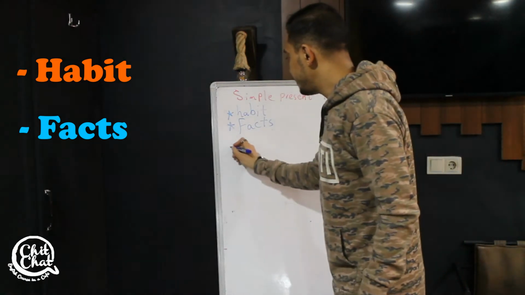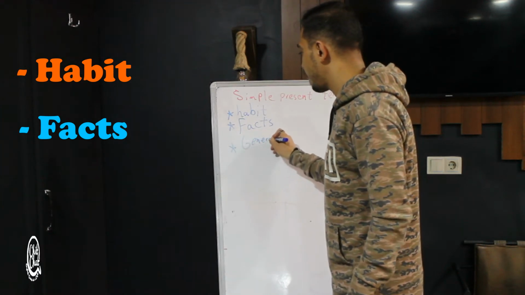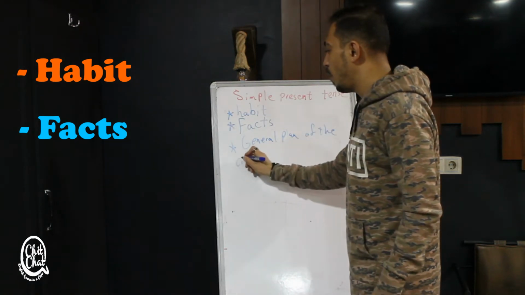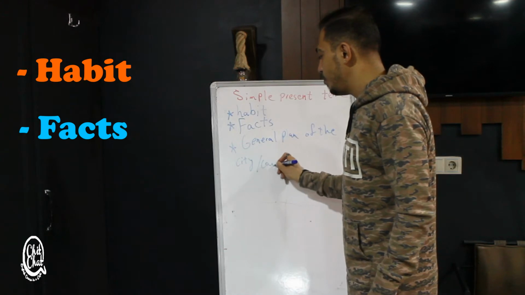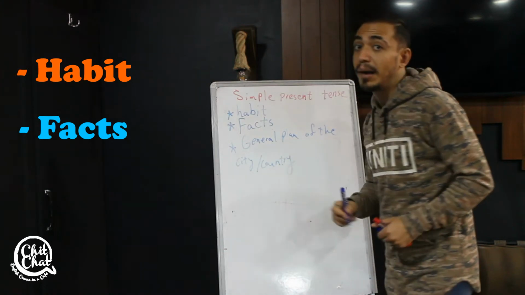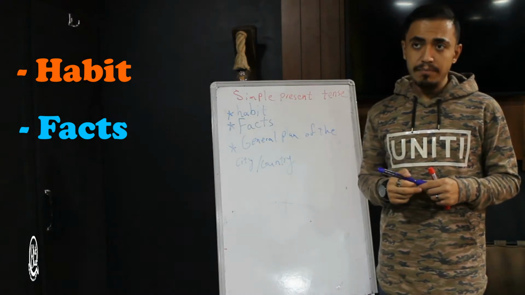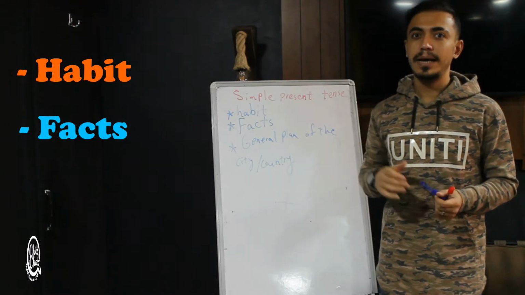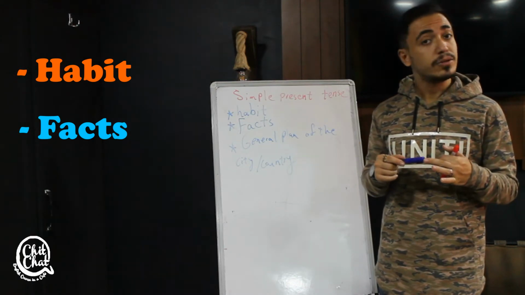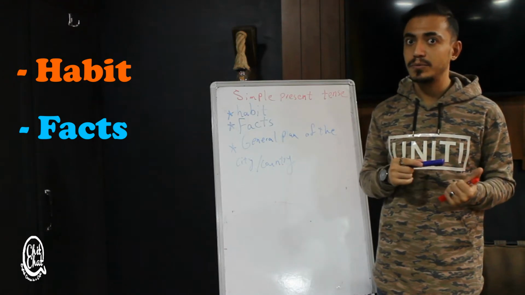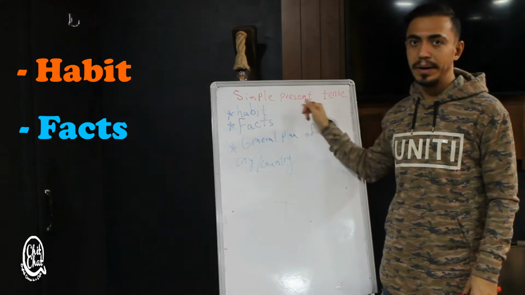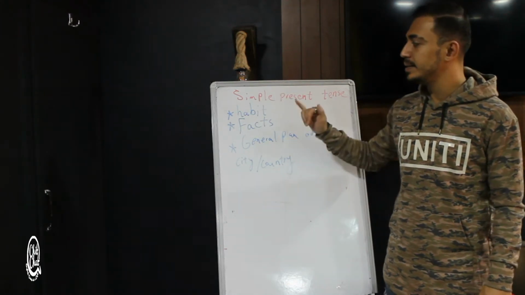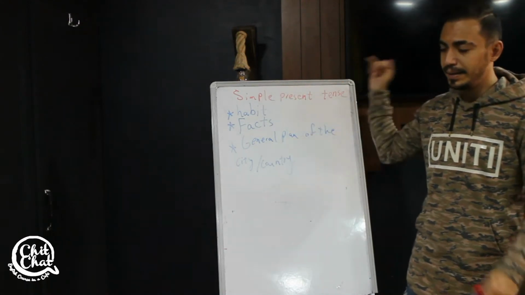Number three, for the general plan of the city or country. What do I mean here? For example, if you want to talk about a plan, or a timetable of banks, airplanes, trains, buses, transportation, everything, you should use simple present tense. For example, in this city, banks open at 9 o'clock. This is another usage of simple present tense.